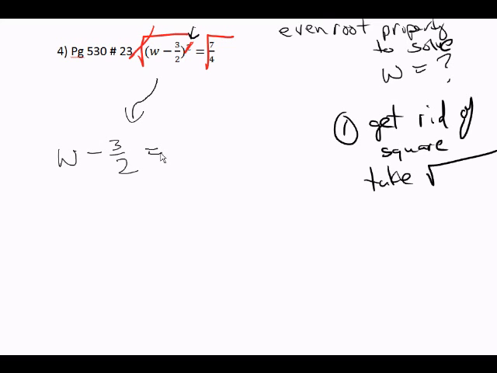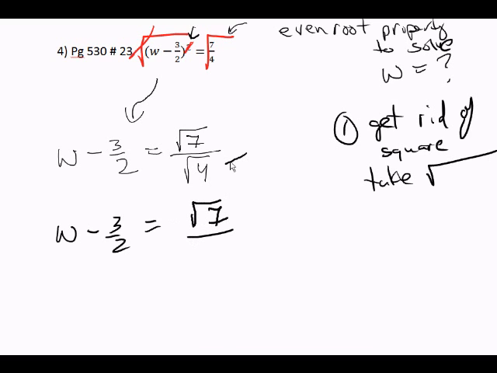So I'm just left with W minus 3 over 2 equals the square root of 7 over the square root of 4. With square roots of fractions, you can break them apart and have 2 square roots instead of 1 square root. W minus 3 over 2 equals the square root of 7 over... What's the square root of 4 equal? 2.